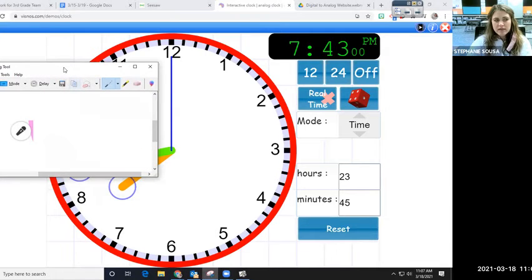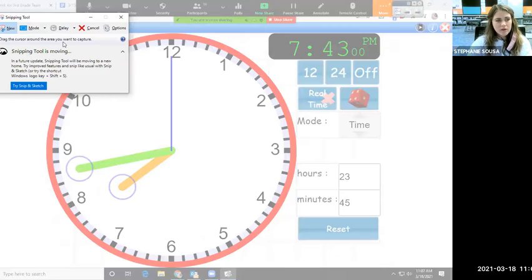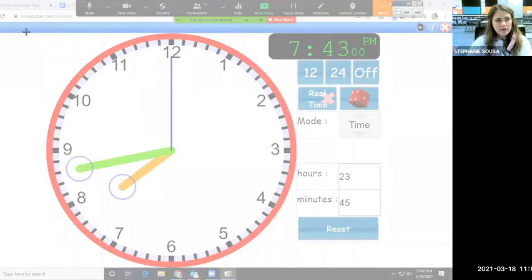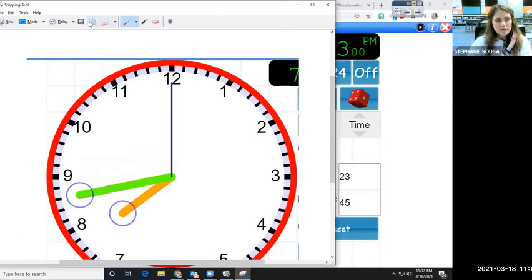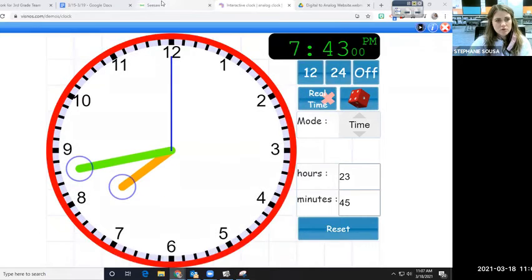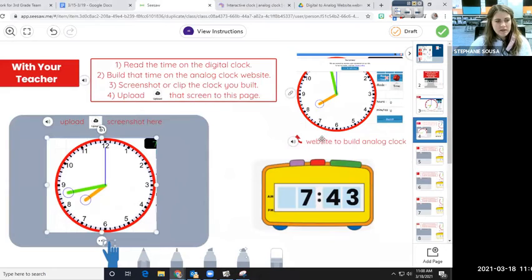I am going to take a screenshot, and you are too, a screenshot of your clock right now. Go ahead and take your screenshot. I'm going to drag mine. There it is. And I'm going to copy it, and I'm going to paste it into Seesaw. Boom. I like to use copy and paste. I think it's faster than the upload. But if you are better at the upload, then that is totally fine.